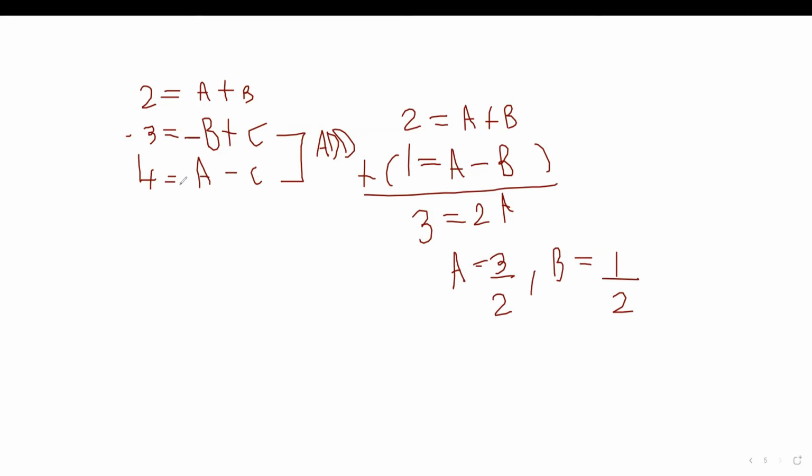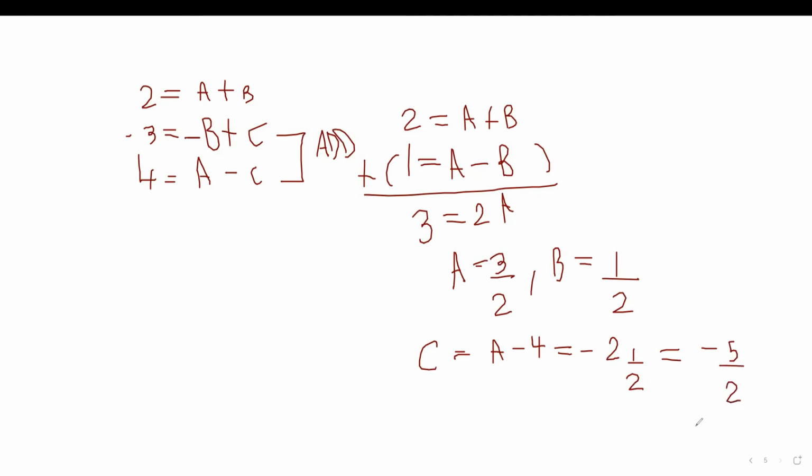To find C, let's go to this equation. Remember that 4 is equal to A minus C. In other words, that is telling us that C is equal to A minus 4. So C is equal to A minus 4, and that is 1 and a half minus 4, which is minus 2 and a half. That would be minus 2 and a half, which is minus 5 over 2.